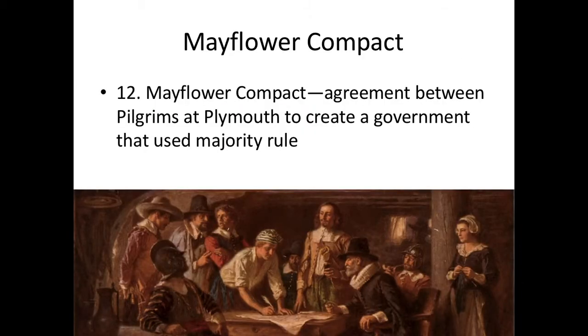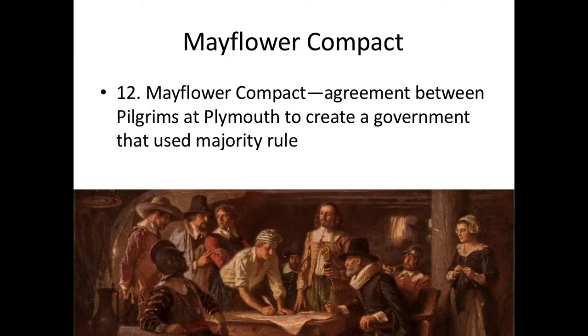So we talked about the Plymouth colony. One aspect of that is the Mayflower Compact. A compact is just another word for an agreement. And so, whenever the pilgrims came over on the Mayflower, all of the men on the Mayflower are going to get together and decide how they are going to govern themselves once they establish their colony.